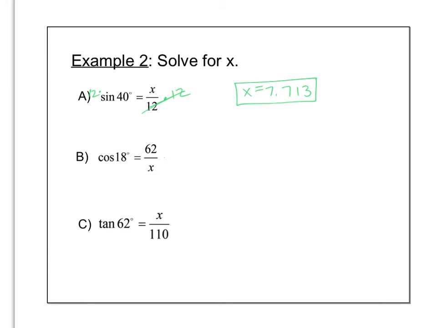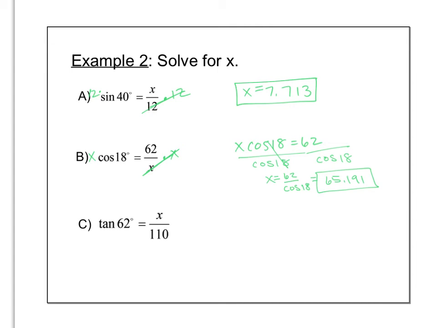This time, part B, I'm going to have to multiply by x first, and then I'm going to have to divide. So I'm going to have x cosine 18 equals 62. Then I'm going to divide by cosine 18. So x equals 62 divided by cosine 18, which when I type that in, I got 65.191.